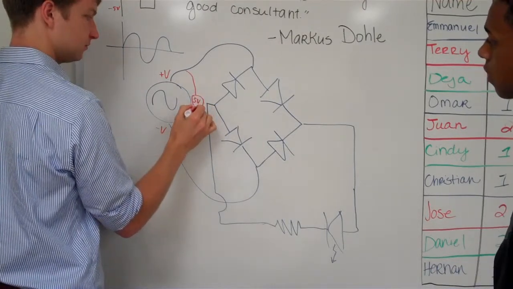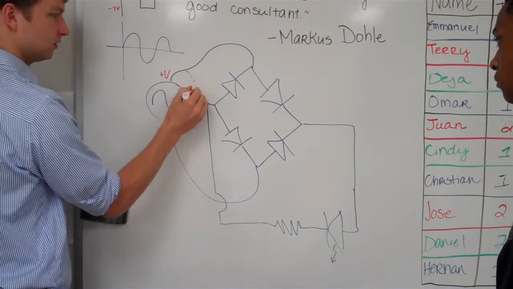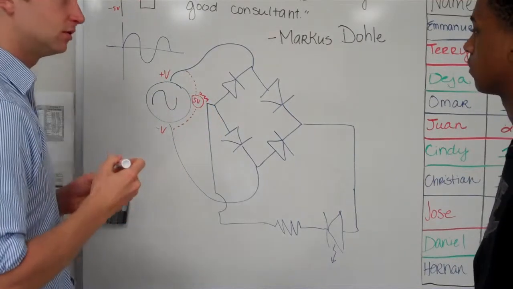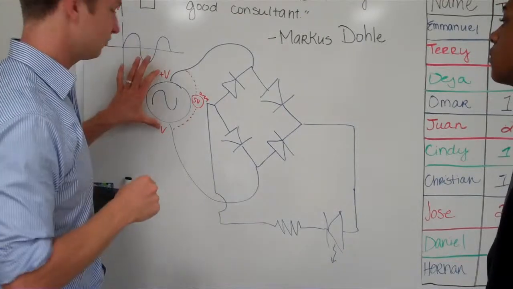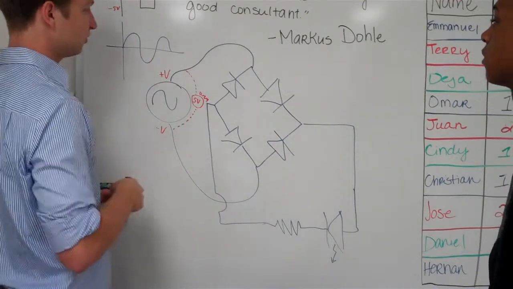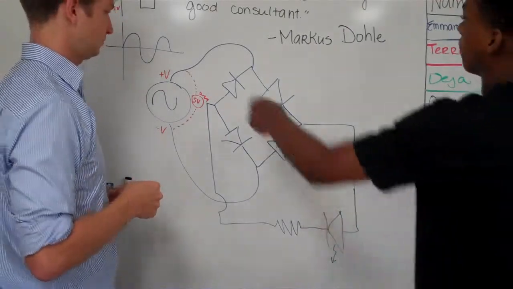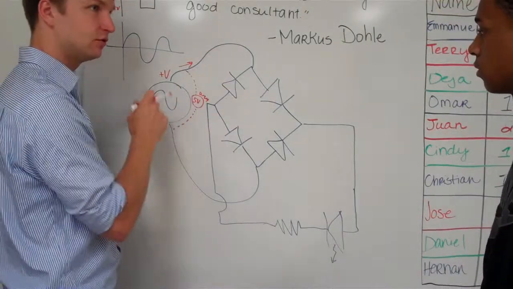I'll do this with a dotted line because this is a voltmeter, the thing we use to measure voltage. So this is telling you this is plus 5 volts from here to here. You follow me? So if there's plus 5 volts, where does the current want to flow? Up here, so it wants to go this way, because it wants to go from positive to negative.